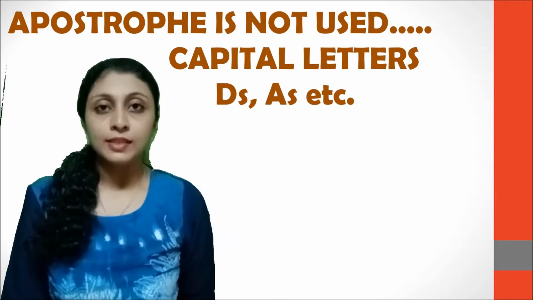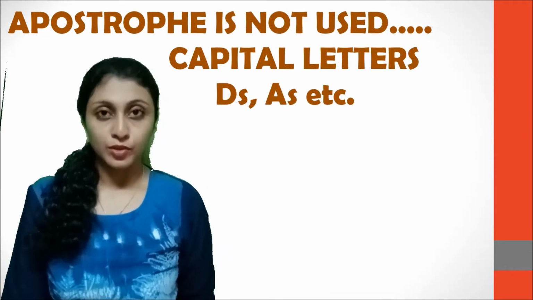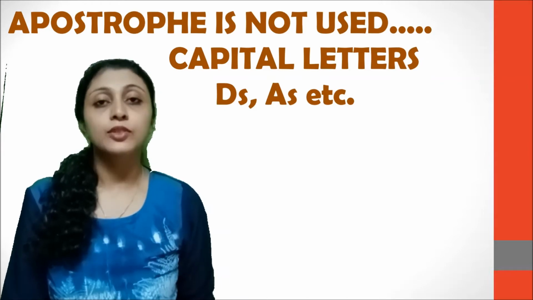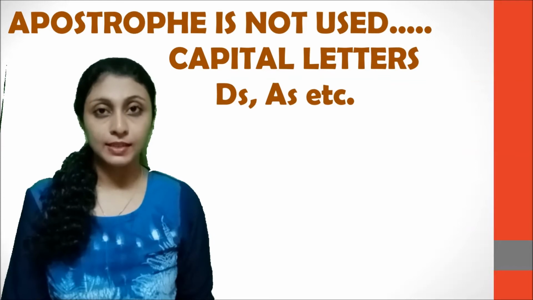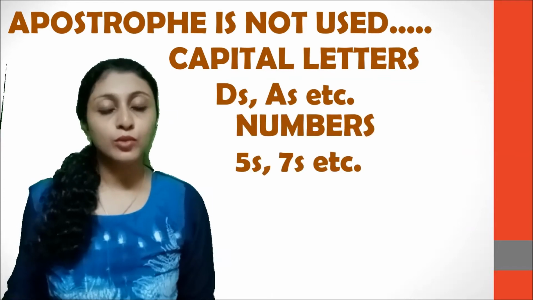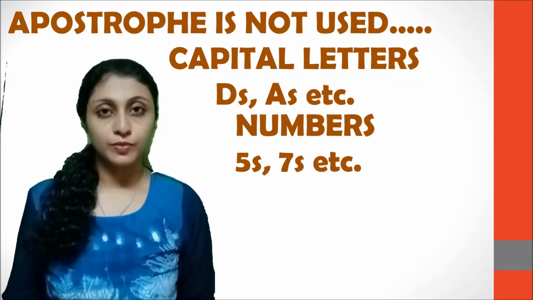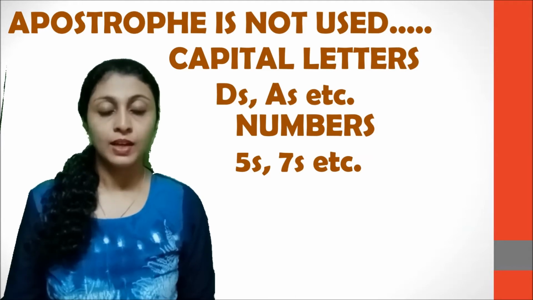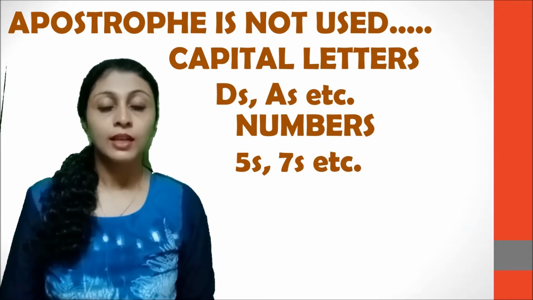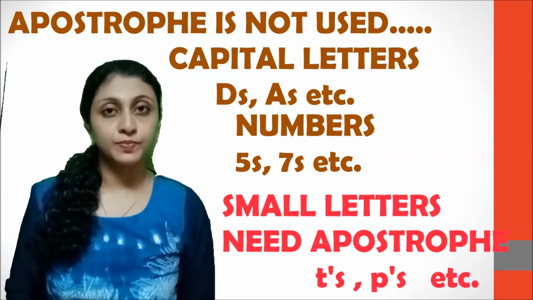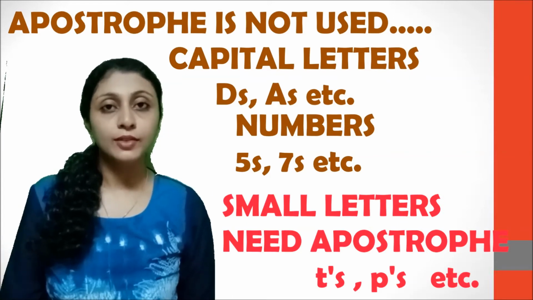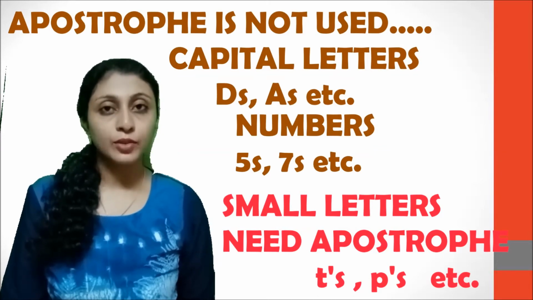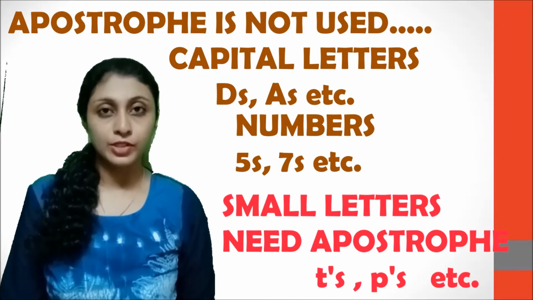For capital letters, we do not use apostrophes. If it is a letter A, then we just write capital A and then an S. For numbers also, we do not use an apostrophe. If it is tens, then you just write 10 and S. And finally, for small letters, you need to show an apostrophe. For small letter A, you have to write A apostrophe S. All these cases are used when we are showing possession.